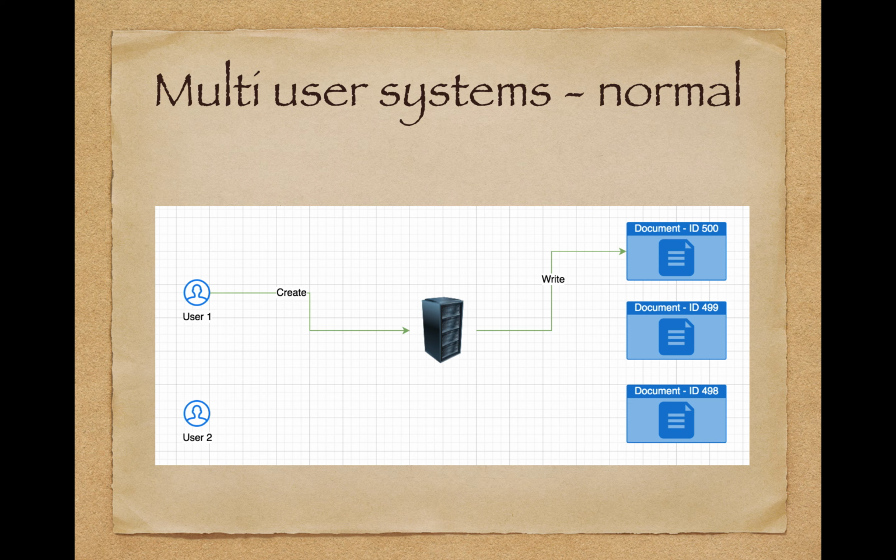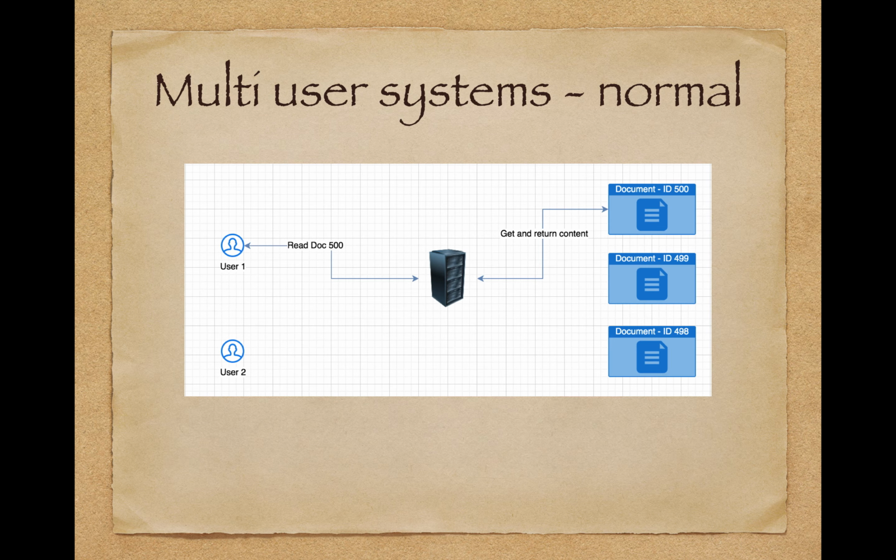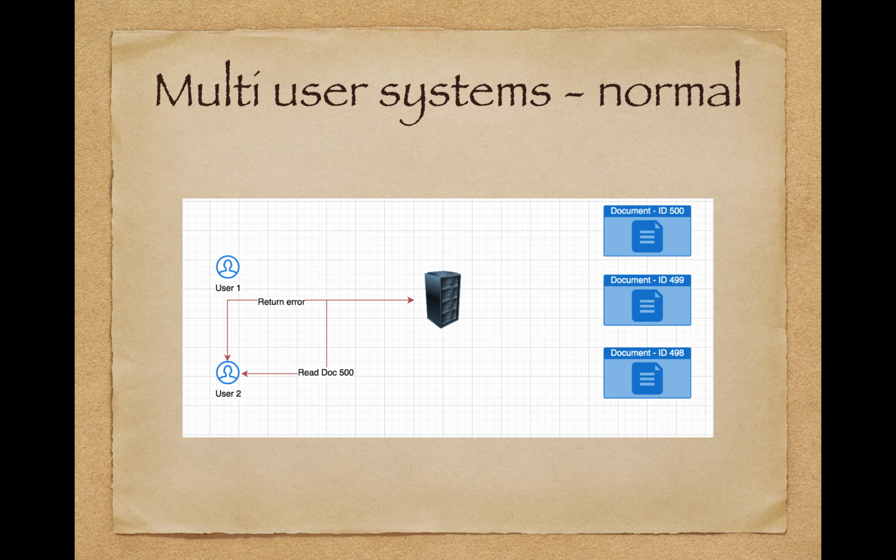I'll show you why. So this is the normal behavior we expect when two different users can create documents, but they can only read their own documents. So user 1 will start to create a document, and the server will write it to the backend. It will write document ID 500 has been created by user 1. When user 1 tries to read that same document, he'll get the content, no problem, because he's the creator. However, when user 2 tries to get that document, the server will return an error. This is expected behavior because this user is not the creator of that document.